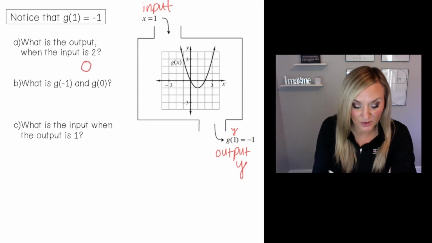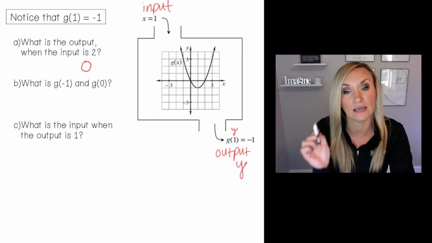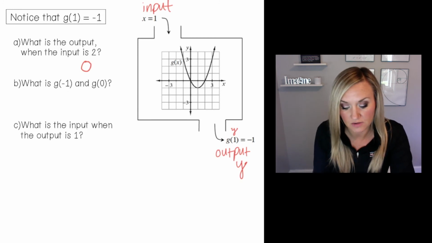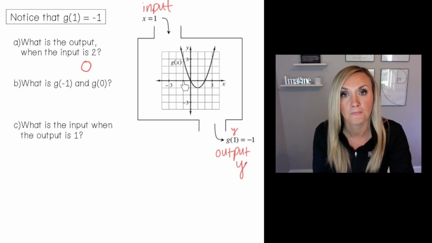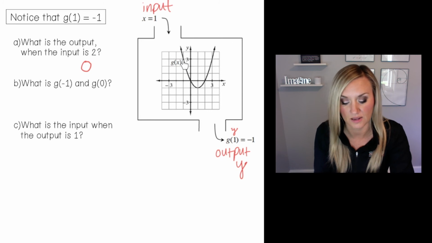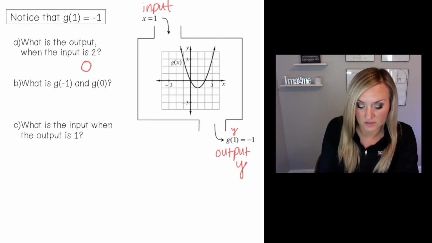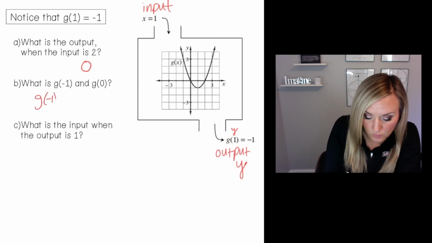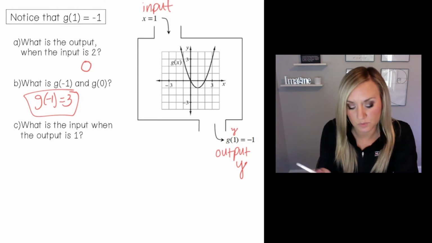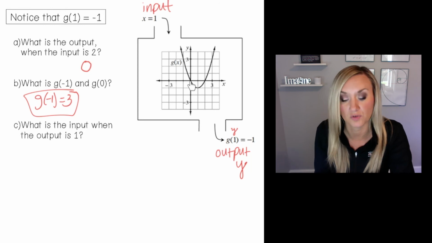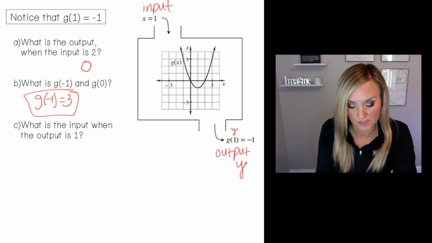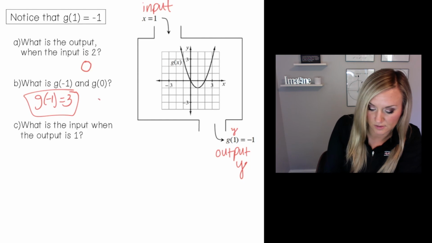All right, let's look at what happens when it's -1. So let's plug in g of -1. Let's look at -1 on the x. -1 is here. Where is our graph? It's up here at a +3. So we would say that g of -1 equals 3. All right, let's take a look at what happens when it's 0. So 0 is right here for x. Where is it for the y? Oh, it's also at 0. So g of 0 is 0.